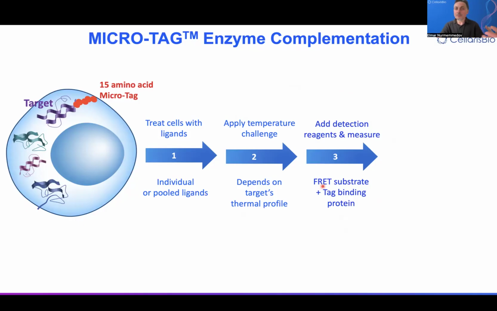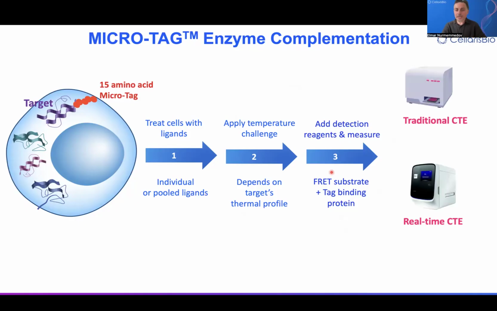The tag binding protein complements itself with the microtag, makes an active RNase enzyme. It cleaves the FRET substrate, releases fluorescence signal. Now, the level of fluorescence signal is directly proportional to the level of stabilization of your target protein imparted by the ligand that you're measuring.